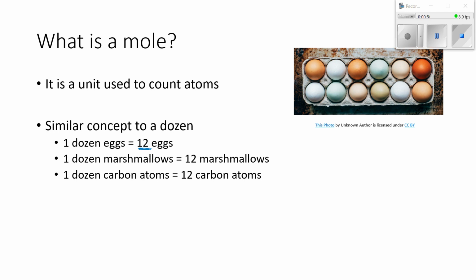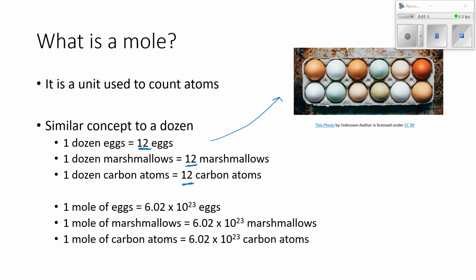If you have a dozen eggs, that's 12 eggs. That's this lovely picture right here. If you have a dozen marshmallows, that's 12 marshmallows. If you have a dozen carbon atoms, that would mean 12 carbon atoms. If you have a dozen muffins, that's 12 muffins. So a dozen means 12, no matter what you are counting. The same thing goes for the idea behind moles. The mole is just a much bigger number. 1 mole of eggs would be 6.02 times 10 to the 23rd eggs.